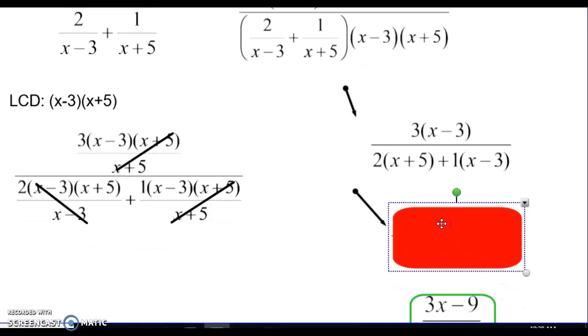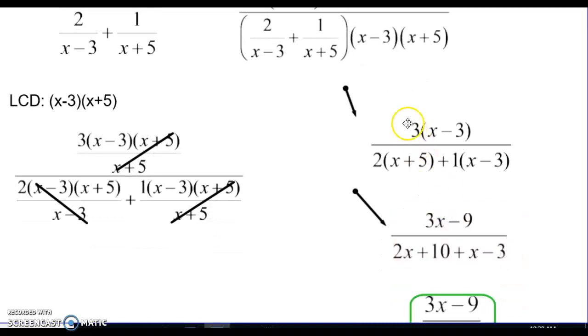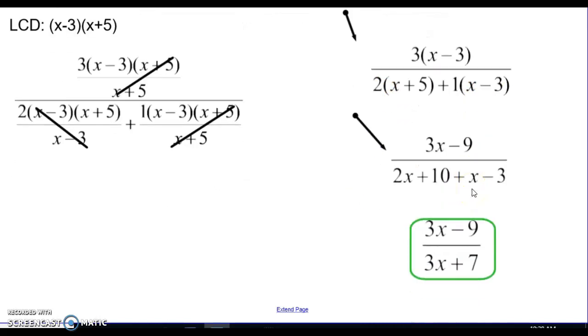So from here, we can get rid of our parentheses by distributing. So 3 times x is 3x, negative 9, distribute the 2, distribute the 1. And then lastly, we combine our like terms to get 3x minus 9 over 3x plus 7.